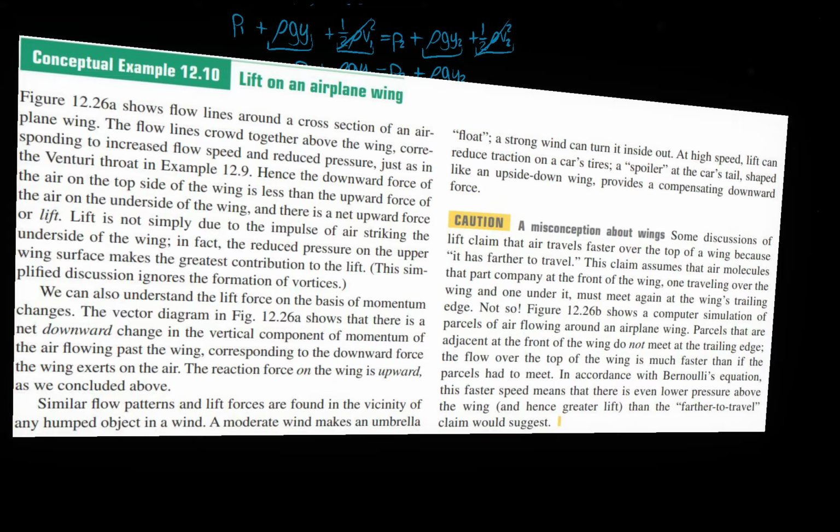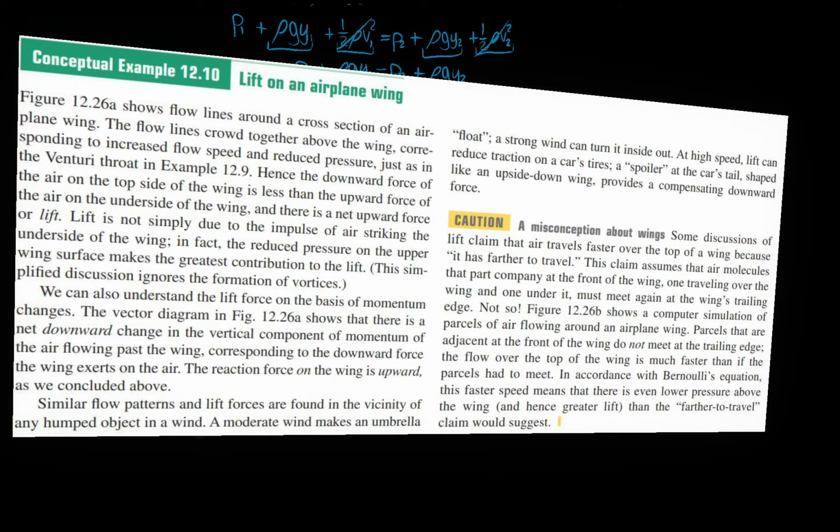Similar flow patterns and lift forces are found in the vicinity of any humped object in a wind. Moderate wind makes an umbrella float. A strong wind can turn it inside out. At high speed, lift can reduce traction on a car's tires. A spoiler at the car's tail, shaped like an upside-down wing, provides a compensating downward force.